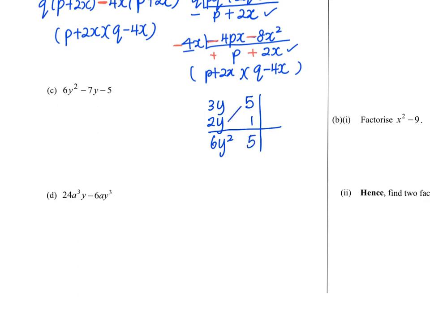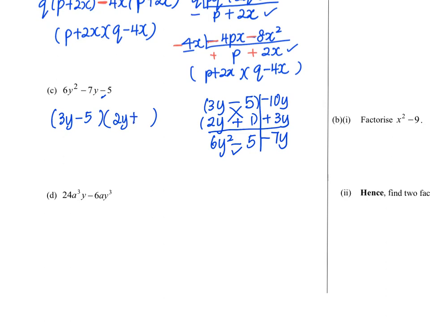So that I can have 2 times 5 is 10y. 3 times 1 is 3y. I want a negative 7y. So negative sign goes to the bigger number. And this is plus, minus, plus, minus. Check, this sign is the same. So therefore, we have our answers. 2 brackets, 3y minus 5, 2y plus 1.